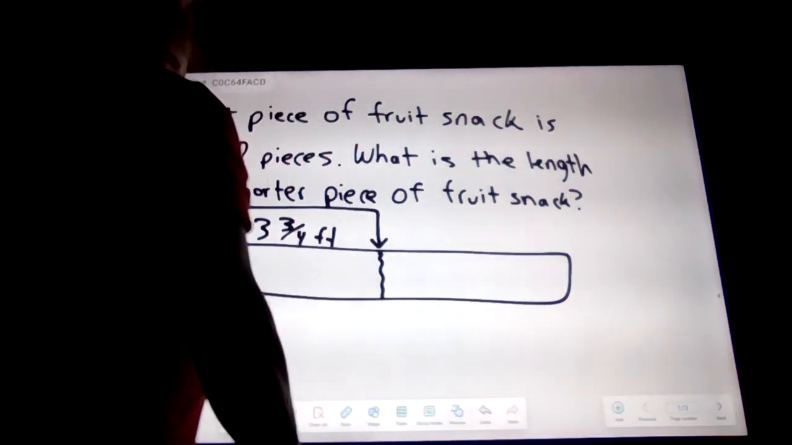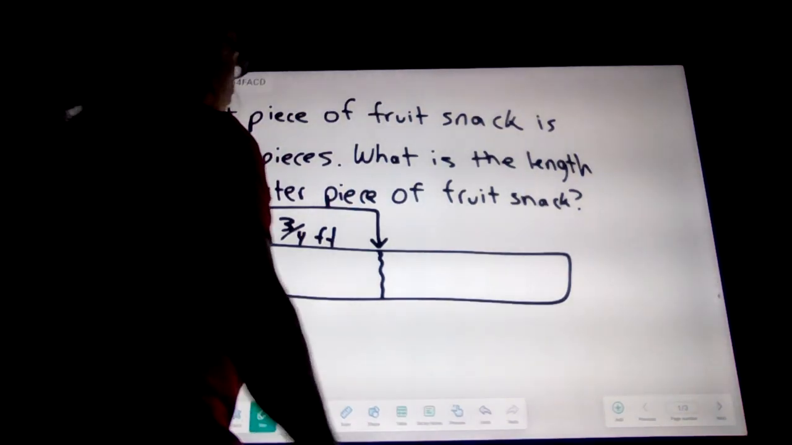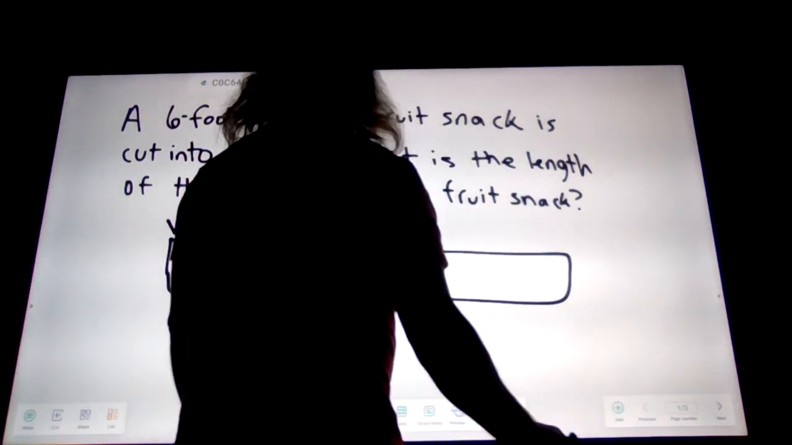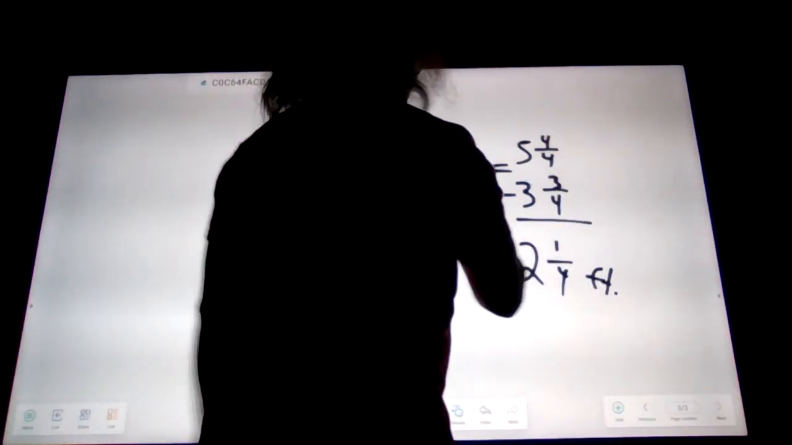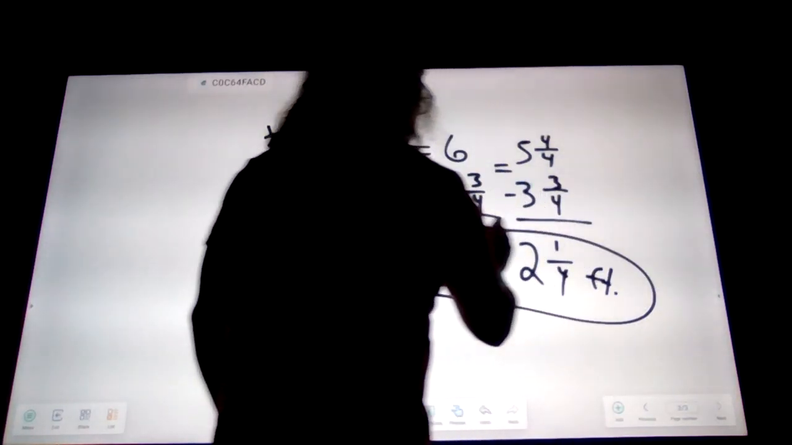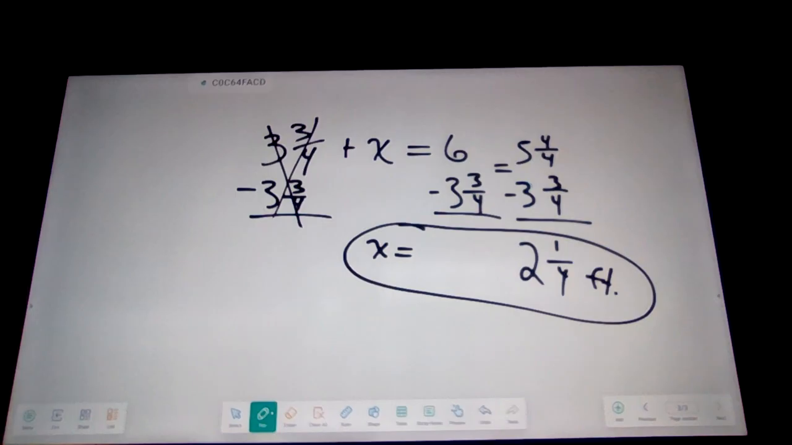So a 6-foot piece of fruit snack is cut into 2 pieces. What is the length of the shorter piece? Okay. So we decided that it's 2 1/4, right? 2 1/4 feet is our answer. Okay. Make sure you understand this. If you don't, please ask questions.